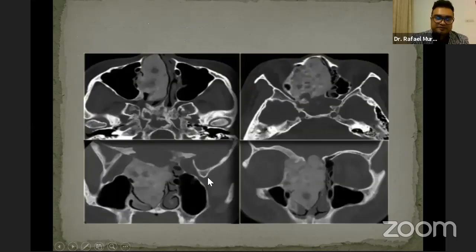Next slide, please. But here, when we did a CT scan, we can see there is fibrous dysplasia, and this is a very common phenomenon. We can see a very fluffy bony lesion in the right nasal cavity. So by doing a CT scan, we diagnose this as fibrous dysplasia.